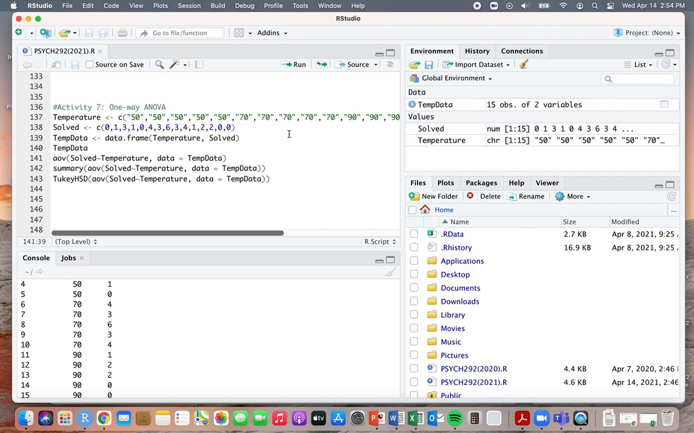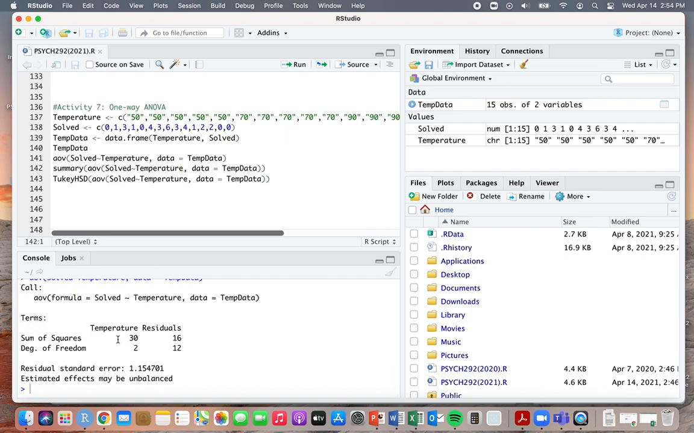Now, if I just execute this code, we're not going to get too much information. We get the sum of squares for temperature and for the residuals, and the degrees of freedom, and not much else. We're also told that the residual standard error is 1.15, but what we really want is an ANOVA table. So we're going to take this command and put it inside of the summary function. Notice that this is exactly the same as line 141. All we've done is put it inside another set of brackets with the function summary.